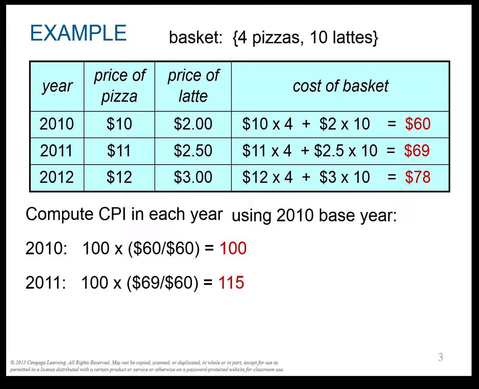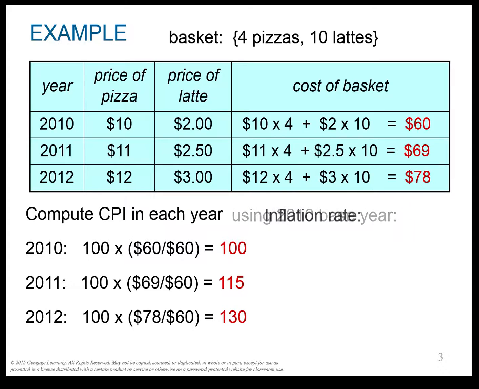Okay, let's do the same thing for 2011. You see that it's 69 over 60 because I'm just comparing the price of the basket in 2011 to the price of the basket in the base year. So I have 115. I've extrapolated away from the actual cost of the basket, and I just know it's 115% the cost that it used to be, or it's 15% more expensive. Okay, 2012, I do the same thing. I get a CPI of 130. In other words, the basket costs 130% what it used to, or it went up in price 30%.